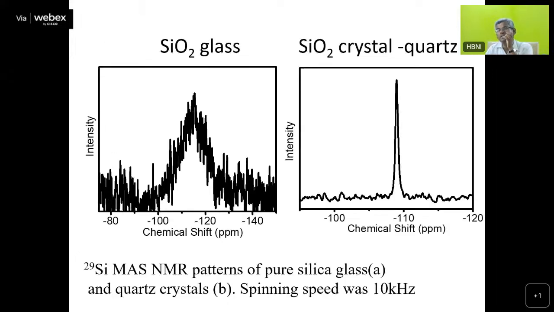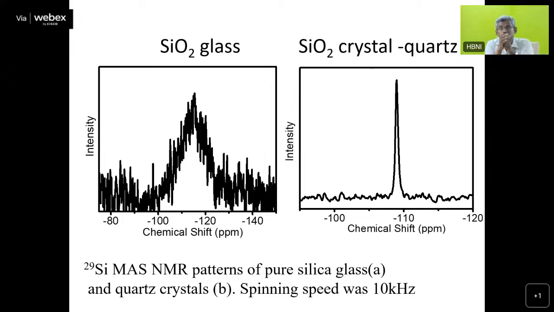Let us discuss some simple things, like how the NMR of a glass will be different from the NMR of a crystal. This is nothing but quartz. You might have encountered quartz many times in the laboratory, because sometimes people use quartz glassware, or quartz tubes for heating at high temperature. If you take this quartz powder, SiO2 crystal, even though I have written crystal, it is not a single crystal, it's a powder sample. If you take an SiO2 crystal, powder it, and record a silicon-29 MAS NMR, MAS stands for magic angle spinning, and 29Si is the isotope of silicon.